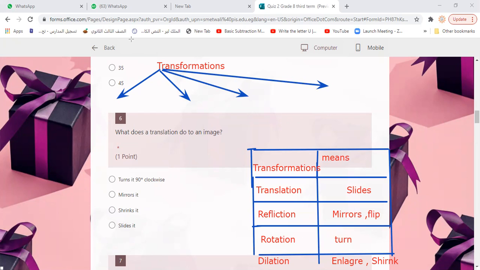Then, if we go back to the question which we have here, what does a translation do? So, in your opinion now, which word are we going to choose? We are going to choose the word slide. So, this is for this question. What does a translation do to an image? It will slide the figure.